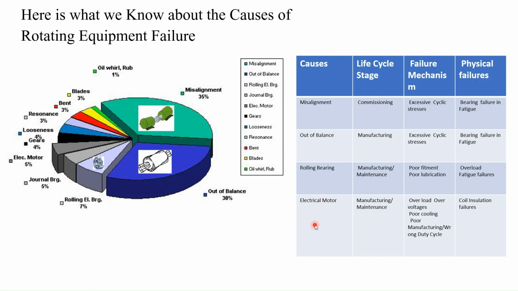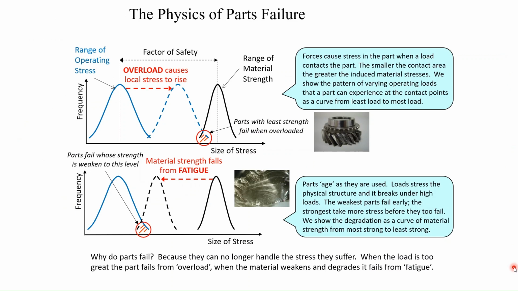Example: misalignment of motor and pump shaft. The life cycle stage is during commissioning. As a failure mechanism, it experiences excessive cyclic stress, and ultimately the bearing fails due to fatigue. Let's understand what is overload and fatigue.